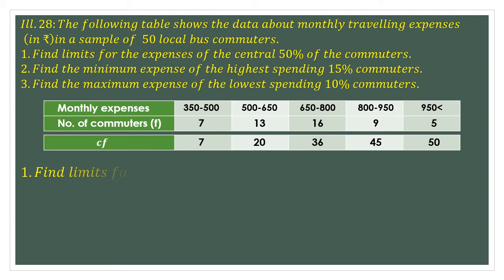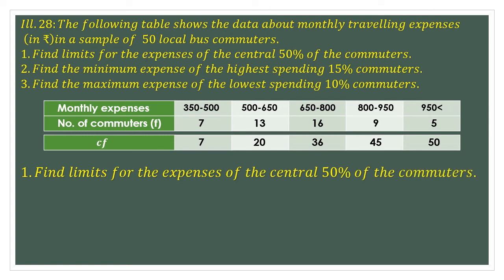We will start with the first question, where we have to find the limits for the expenses of the central 50% of the commuters. Let's assume that our data is divided into 100 percent. Then this is the line which shows data from 0 to 100%. And when we talk about the central 50%, these two lines depict them. That means these two lines show where exactly the central 50% of the data remains. So we have a left line and a right line.